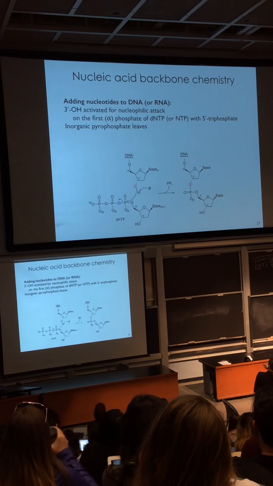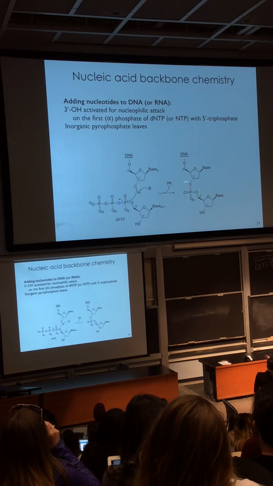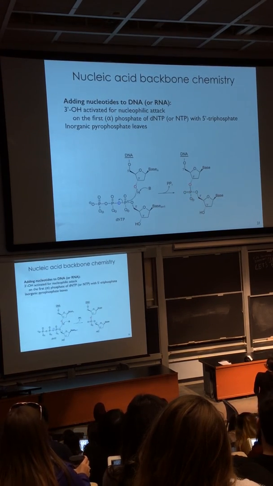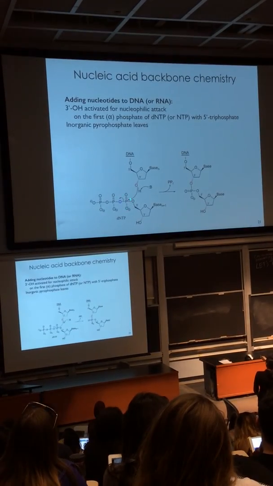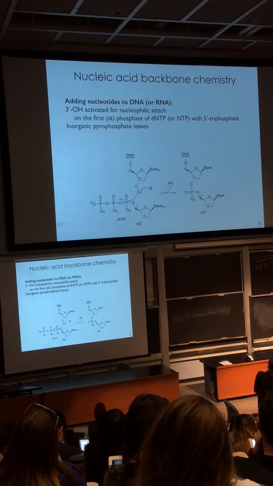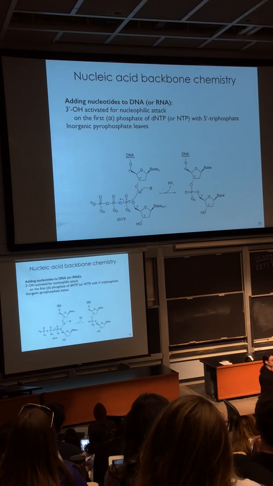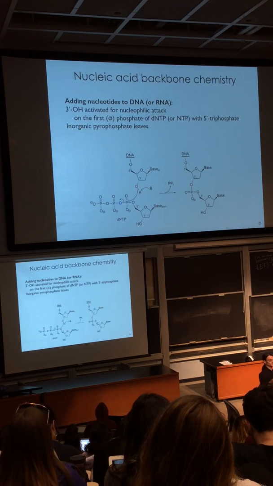So in looking at this, of course, the phosphate here in the backbone came from the alpha, the first phosphate on the dNTP here. And after this reaction, there's a new free 3' OH that is again available to be activated and serve as a nucleophile to attack another dNTP and so forth. And so that's the way you can actually synthesize a long nucleic acid chain.